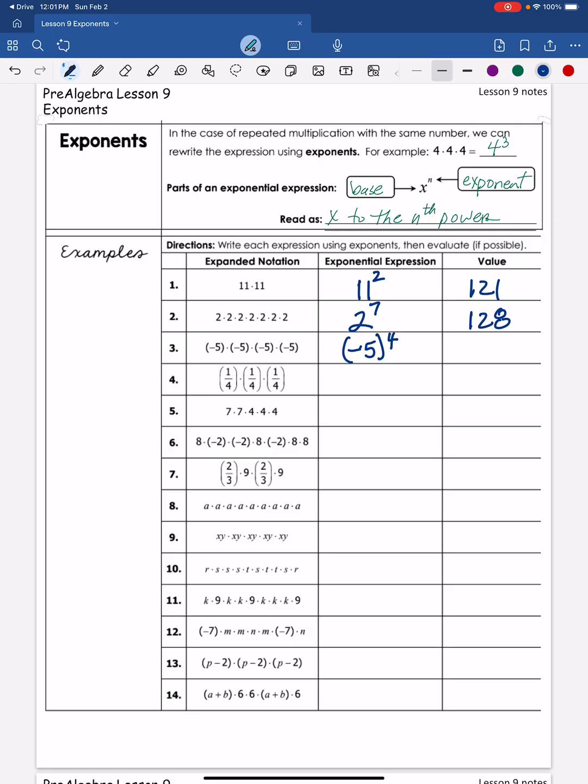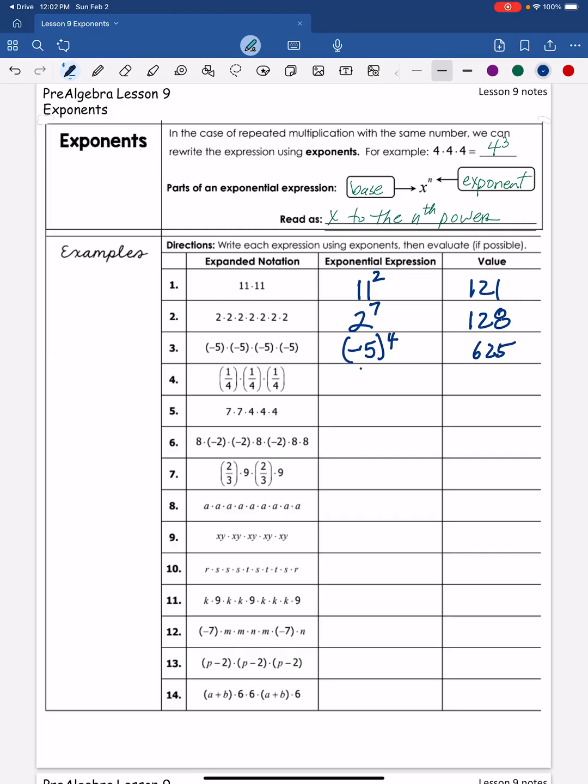When I multiply that out, we have to kind of pay attention to positive or negative. So if I just do 5 times 5 times 5 times 5, I get 625. But I do have to pay attention to, is that going to be a positive or a negative? So if you remember the rules of multiplication, a negative times a negative is a positive. So I end up with no negatives anymore. So it would be a positive 625.